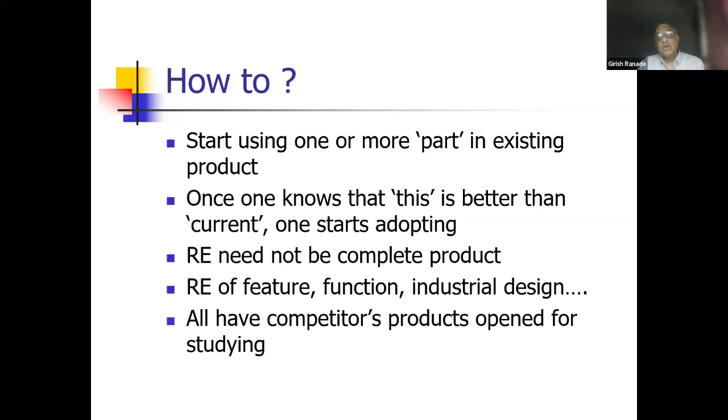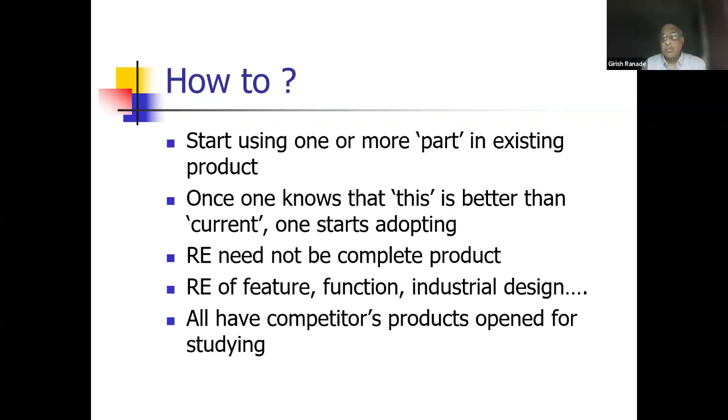So what we can do is start with one or more parts in an existing product. Like if the packaging is good, we'll just adopt it in our existing product. And if the screw type is good, then we can adopt that. We can adopt any part which we appreciate, and we say that yes, this is a very good change in my product. It will upgrade my product. So once we know that this part is better than whatever I'm using currently in my product, then we'll immediately start adopting. So appreciation is the first step.